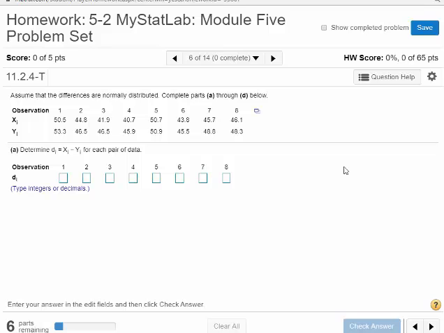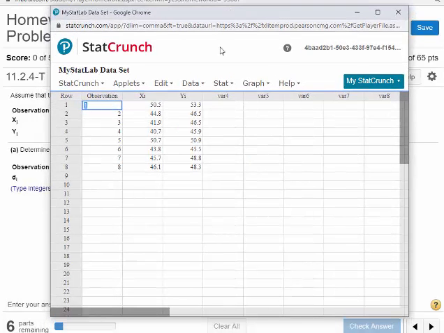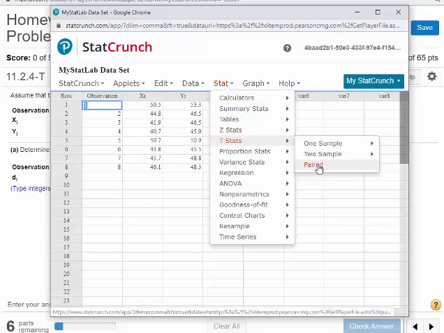The first thing it says is determine D sub i equal to X sub i minus Y sub i for each pair of data. You could go through in your calculator and literally do this minus this, this minus this. But the easiest thing here is to open StatCrunch. From here, you're going to go Stat, T Stat, and the data is paired.